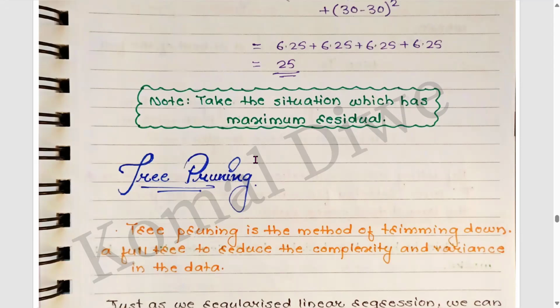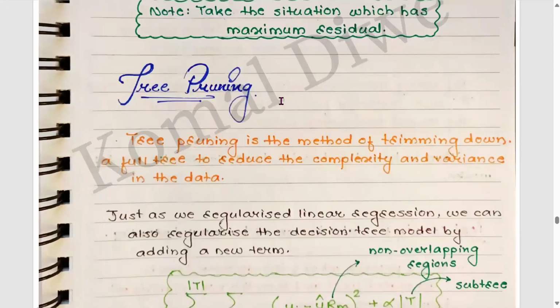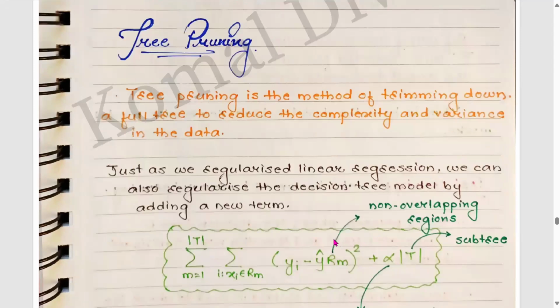Tree pruning. What does it mean? Tree pruning is the method of trimming down a full tree to reduce the complexity and variance in the data. Are you getting it, guys?